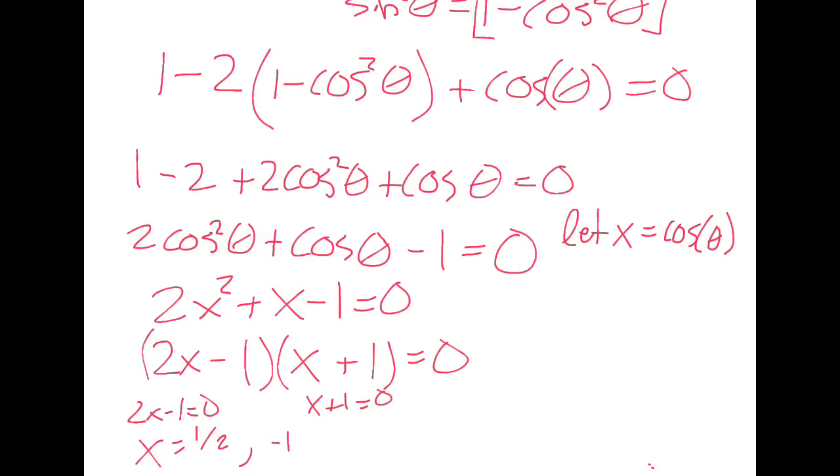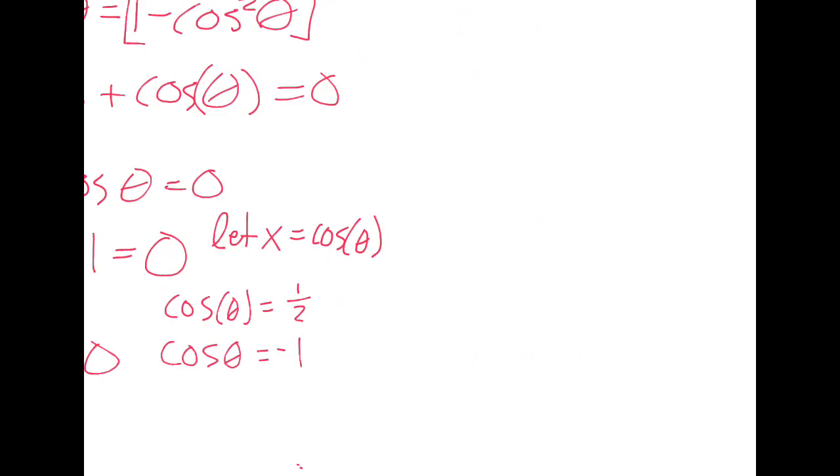So I found the two x values that make this quadratic equal to 0, but that's not good enough because I need to know what theta values make it equal to 0. Well, what do I know? We know that x equals cosine theta, so we can say cosine of theta equals 1/2, and we can say also cosine of theta equals negative 1. And now we just need to figure out where that happens.